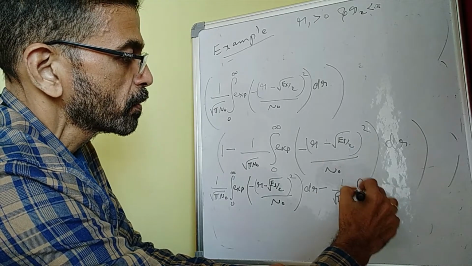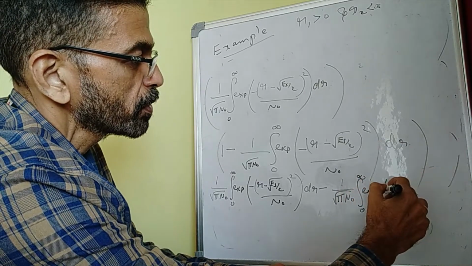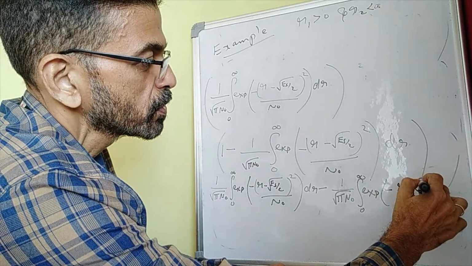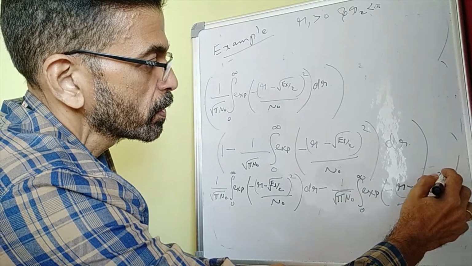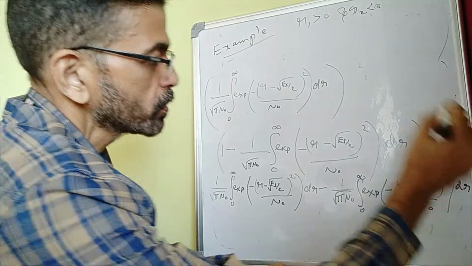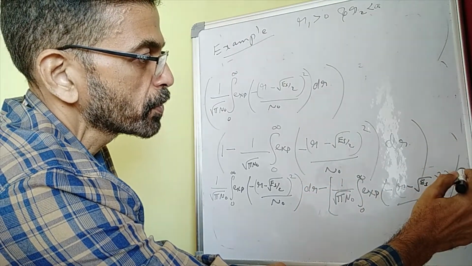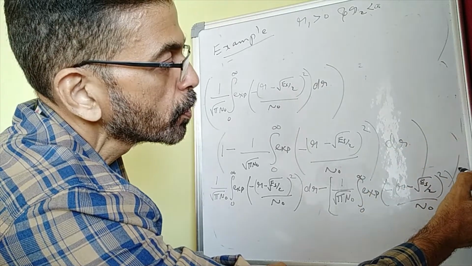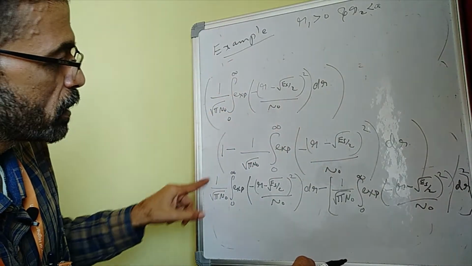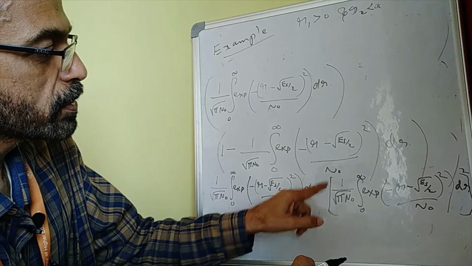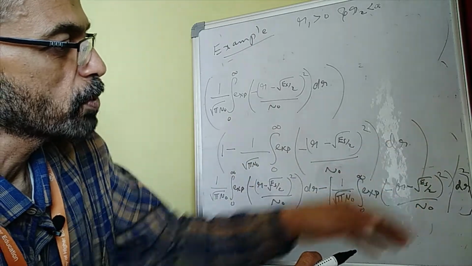we will get 1 by root pi N naught, integral from 0 to infinity, e to the power minus (r minus root Es) by 2, whole square, by N naught, dr. And of course this to the power 2. So when we open up the bracket, this into this, we get this, and this into this, you will get the square. It's basically the same thing, so you get the same as this to the power 2.